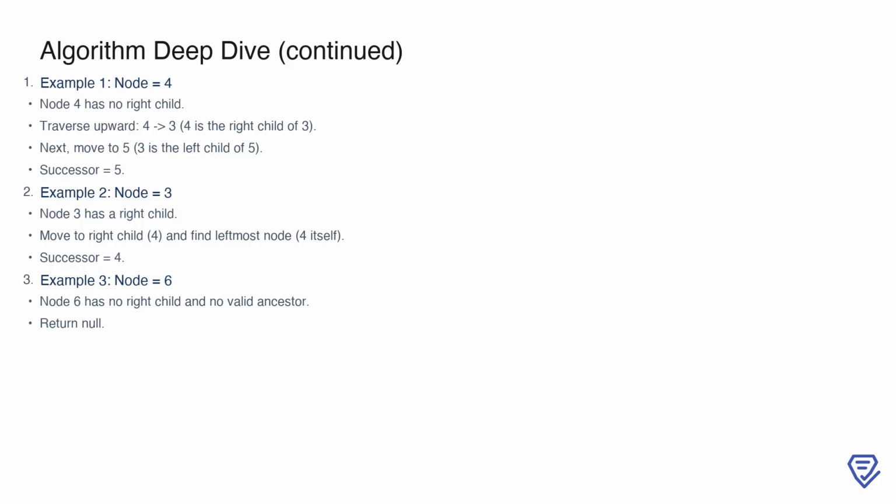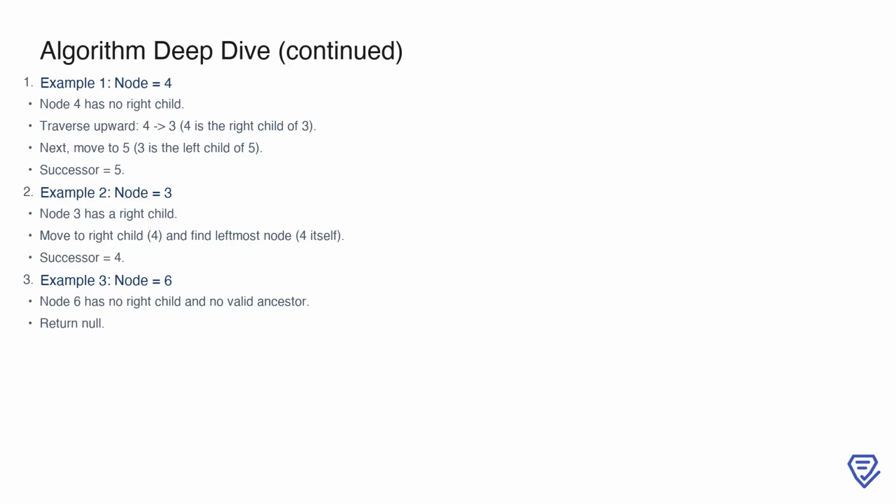First, consider node 4. Since it has no right child, we move upward. Starting at 4, we go to its parent, node 3, but note that 4 is the right child of 3, so we continue upward to node 5. Here, 3 is the left child of 5, so 5 becomes the inorder successor of 4.